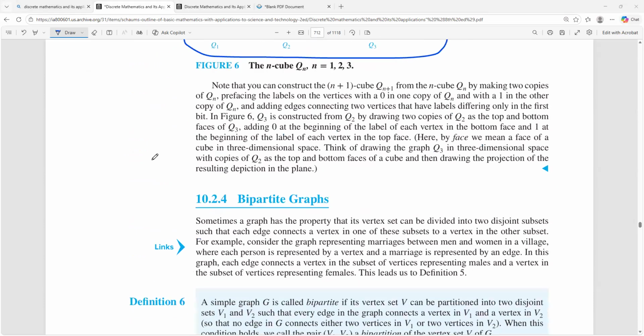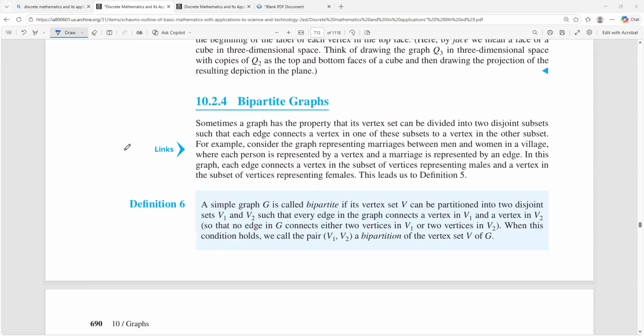Any other questions before we go over bipartite graphs? A few minutes. Give my voice a tiny break.